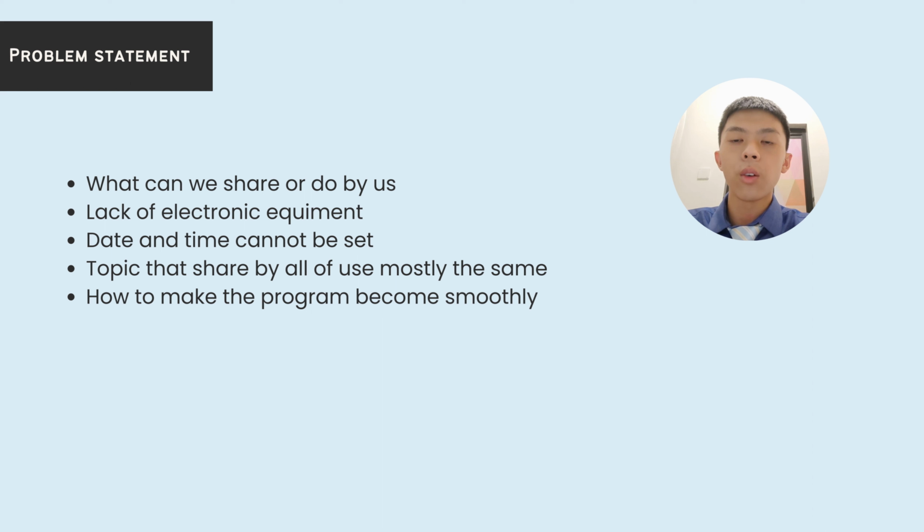Next, we come to the problem statement before the program began. The main problem faced by us was, what can we share or do in Giat Mara? At first, our group figured out that we could share our skill using Adobe Illustrator, as they can use this technique to make posters to promote their school or future activities.